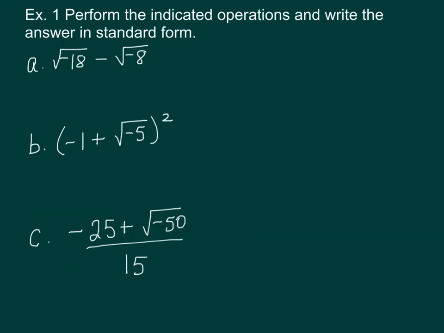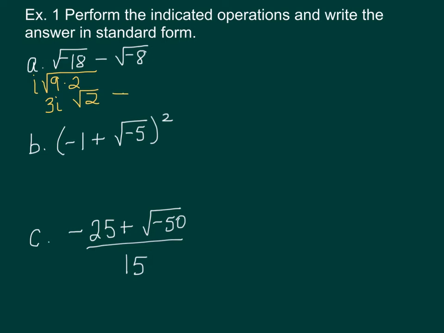So example 1, we're going to perform the indicated operations and write the answer in standard form. So remembering what our note said, we can't do anything until we express those square roots in terms of i. Square root of negative 18 is not a perfect square, so we're going to have to first bring out the i. And you know square root of 18 is 9 times 2. And we can square root the 9 and make it 3i radical 2.